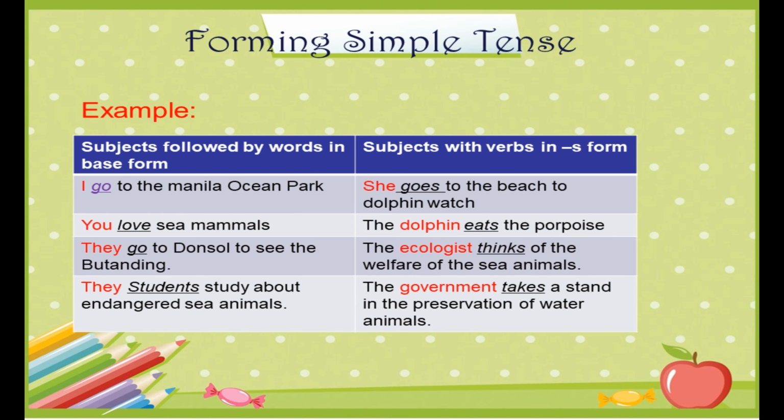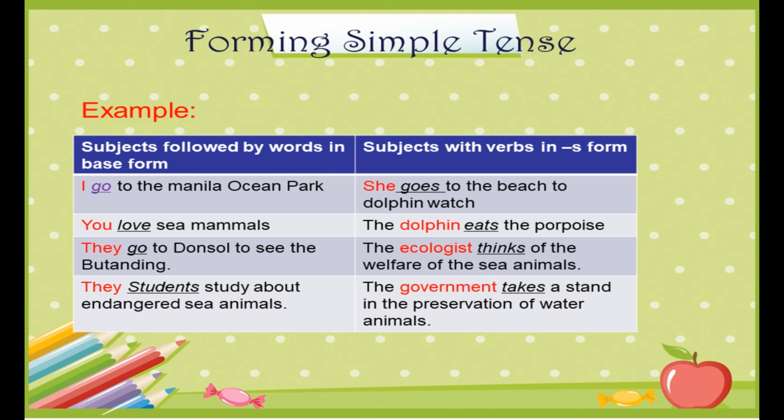Example: subjects followed by verbs in base form. I go to the Manila Ocean Park. You love sea mammals. They go to Donsol to see the Butanding. They, the students, study about endangered sea animals.